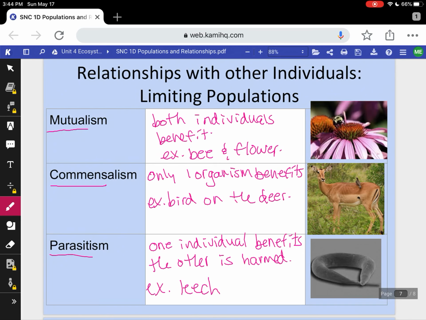Another great example of this would be a mosquito and a person. A mosquito biting a person would be another example of parasitism. So one individual benefits at the expense of the other. So the other individual is harmed.